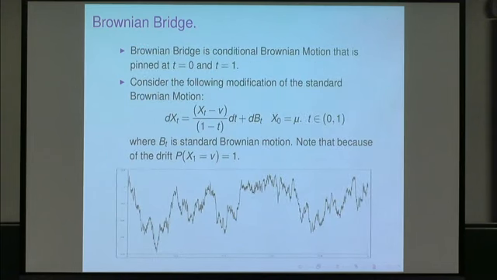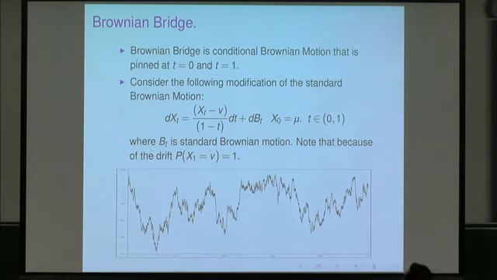So that's the basic notion. And for that, we're going to look at what a Brownian bridge is. A Brownian bridge is a conditional Brownian motion that's pinned at both ends. So at time point 0 it's 0, and at time point 1 it's also 0. And consider a modification of the standard Brownian motion in which we add a drift term that depends on how far away you are from the point you want to hit. It's simply given, just talking about R^n here, by x of t minus v, scaled by how far away you are from time point 1.